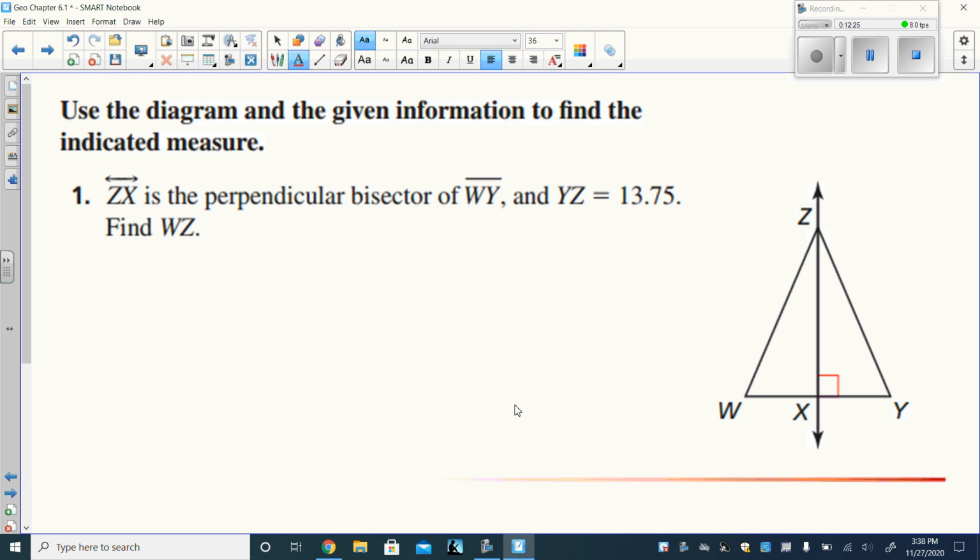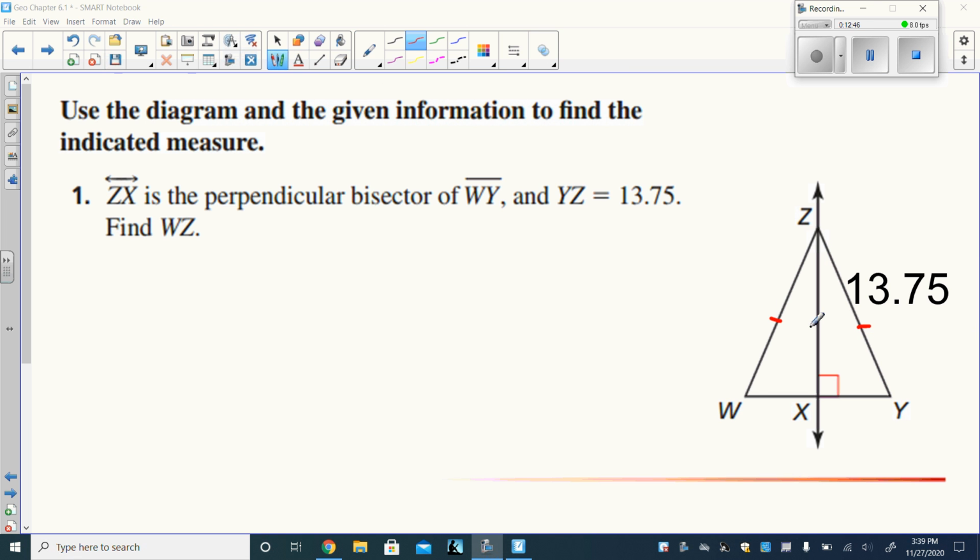So we'll look at a few more of these here. Now this one here is ZX is a perpendicular bisector of WY. And YZ is 13.75. 13.75 right there. Find WZ. Well, because of our perpendicular bisector theorem, it tells me what? It tells me that these two segments are the same. WZ and YZ are congruent.